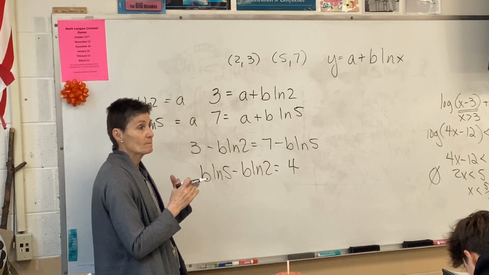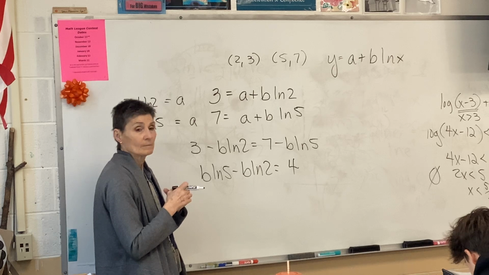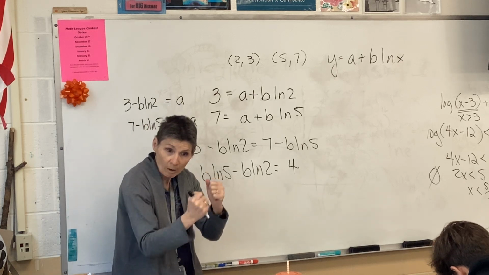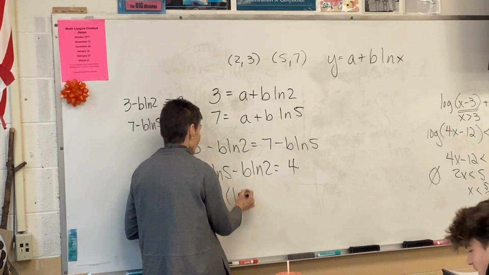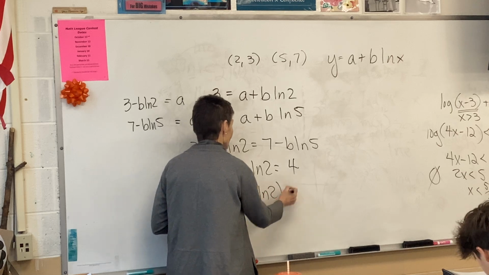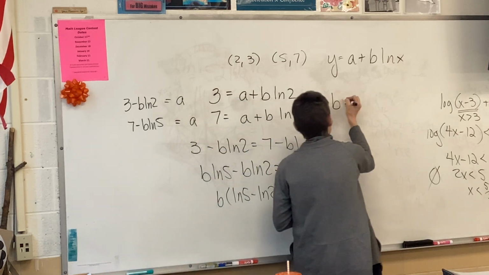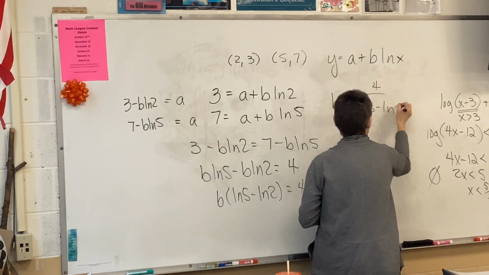Now what? Remember, I'm solving for B. What do I need to do? Take out a B. You're on fire today. You don't look like you are, but you are. Good job. You okay? Yeah. So B times (ln 5 minus ln 2) equals 4. So B is going to equal 4 over (ln 5 minus ln 2).